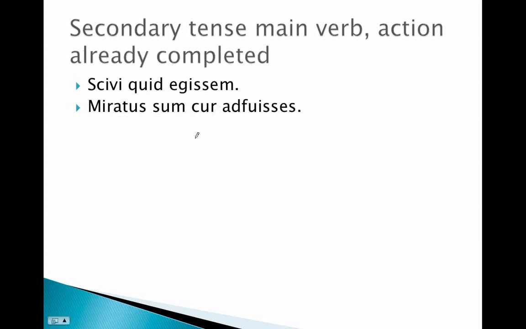And then finally we have our secondary main verb, scivi or mirata sum, both perfect. And then our action is already completed, so I knew what I had done. Or mirata sum cur adfuisses. I wondered why you had been present, why you had been there.